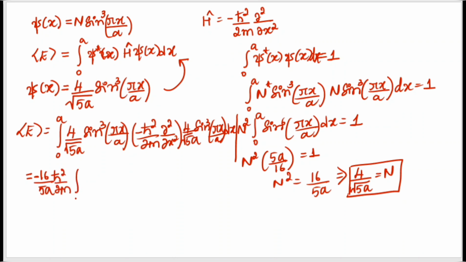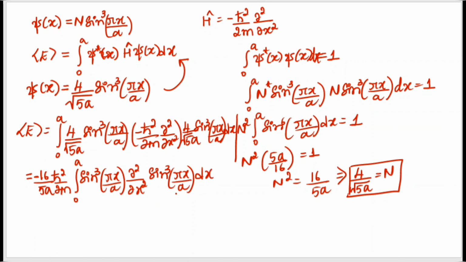What is left inside the integration? 0 to a, sine cube pi x divided by a into del square divided by del x square into sine cube pi x divided by a into dx. First, I need to solve this partial derivative twice of sine cube pi x divided by a. So let me solve this first. For solving this, I'm going to the next slide. Let me rewrite the things again.